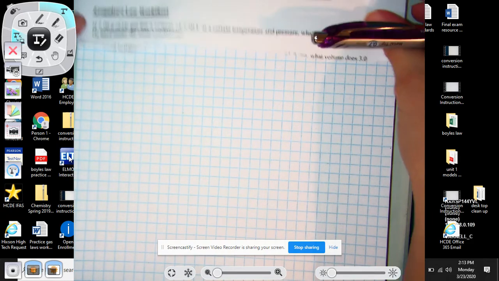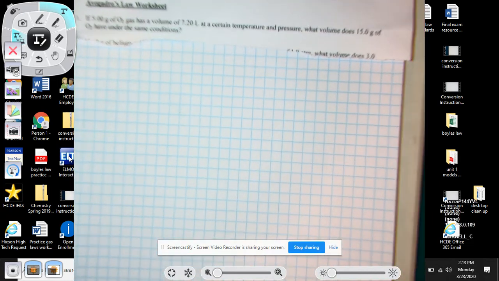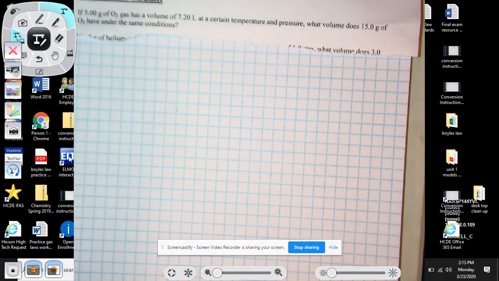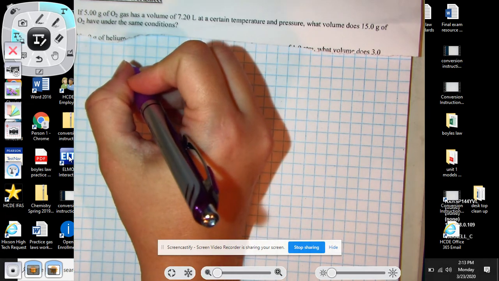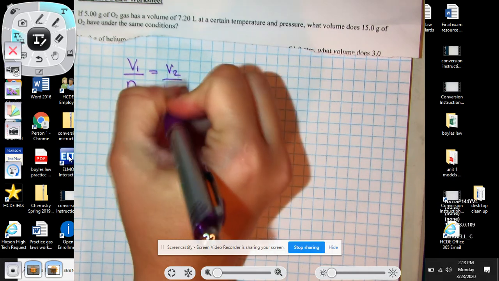All right, so if you look at this problem, it says if you have 5 grams of O2 gas, has a volume of 7.20 liters at a certain temperature and pressure, what volume does 15.0 grams of O2 have under the same conditions? So we are dealing with Avogadro's Law because we've got volume, we've got moles. Once again, Avogadro's Law is V1 over N1 equals V2 over N2.